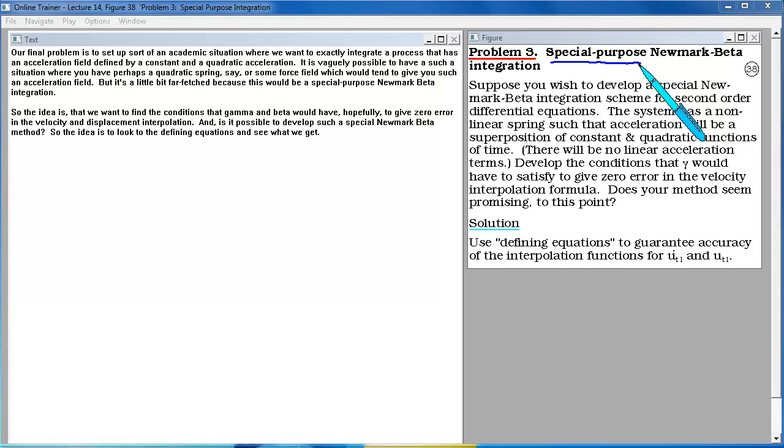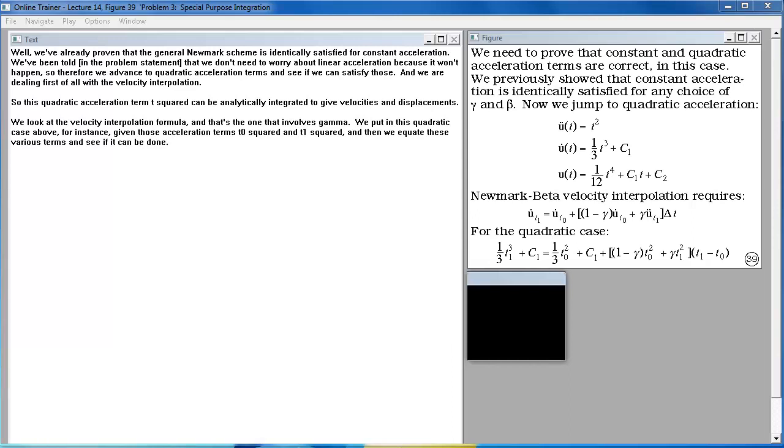So the idea is that we want to find the conditions that gamma and beta hopefully would have to give zero error in the velocity and displacement interpolation. And is it possible to develop such a special Newmark Beta method? So the idea is to look to the defining equations and see what we get. Well, we've already proven that the general Newmark scheme is identically satisfied for constant acceleration.